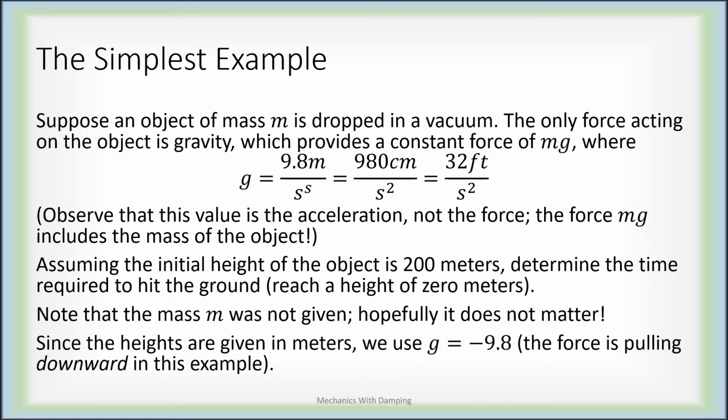The heights are given in meters, so we're going to go ahead and use 9.8 meters per second squared. Okay, we are going to put a negative sign on our value of g because we do want our acceleration to be negative. We are being pulled down. So let's continue working through this simple example.